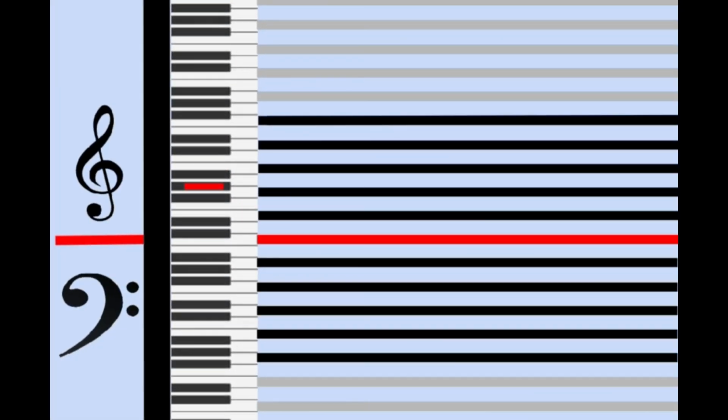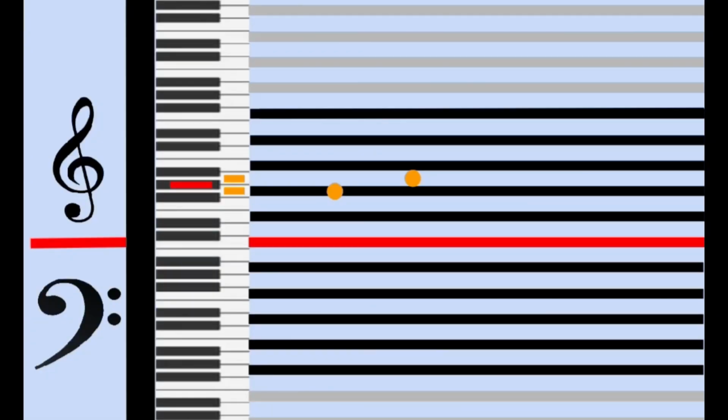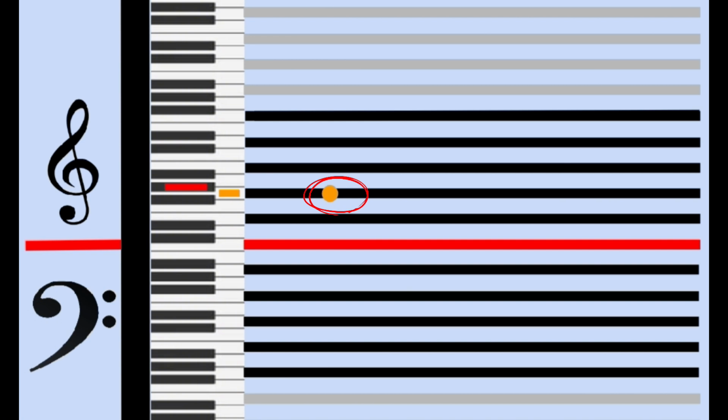Our goal is to play the black key on the staff. There are two ways to go about it. First, we're going to choose one of these two keys. This one will do for now. On the keyboard, I must go up one semitone from this white key to reach this black key. We'll do the same on the staff by using a sharp.